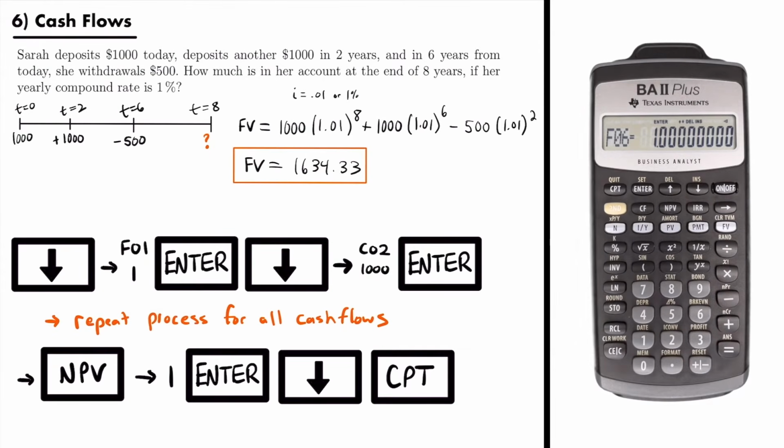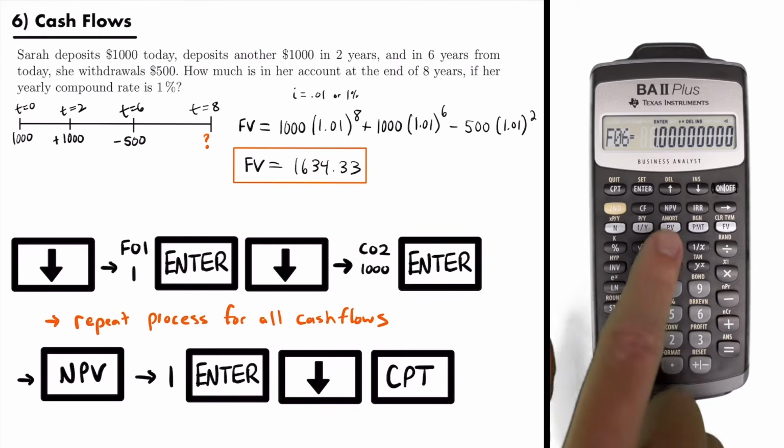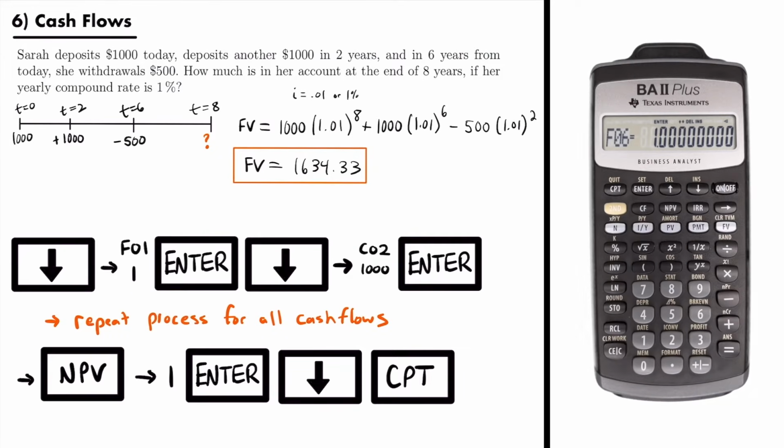F06 is 1, so that's good. That is the frequency. It only occurs once. We're only making one withdrawal of $500, and so that's it. Now we are done. That is the last cash flow that we know about in our problem. And so now we will hit the NPV button, and that is this button right here. That stands for net present value.